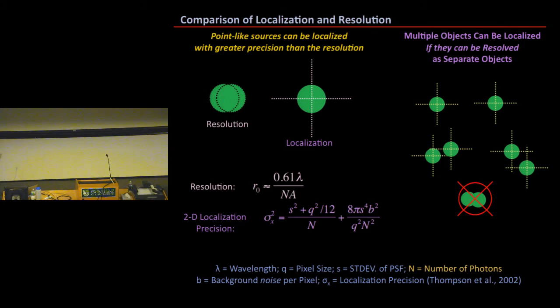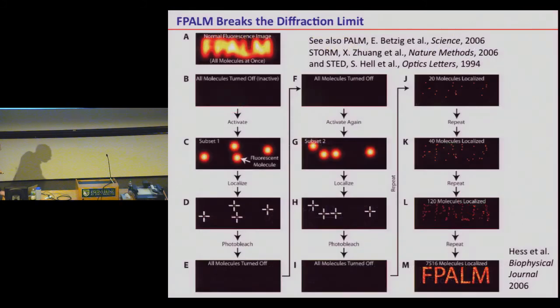So you're going to need these molecules to be closer together than the diffraction limited resolution in order to get a map of the sample. Then if you make them too close together, you can't localize them, so you're back to the same problem. The way to get around this is not to look at all the molecules at once.